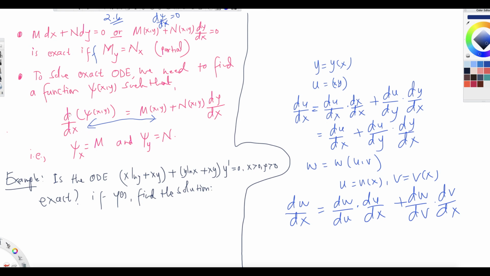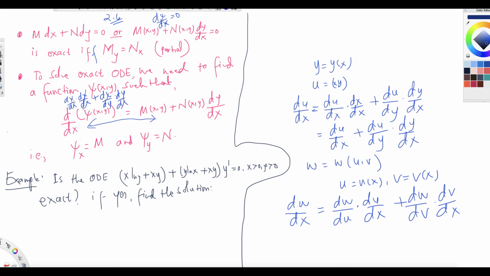If you want to find out the derivative of psi with respect to x, you need to go to x first, that is d psi over dx, right? This will be d psi over dx times dx over dx, which is 1, right? And then plus d psi over dy times dy over dx, right?